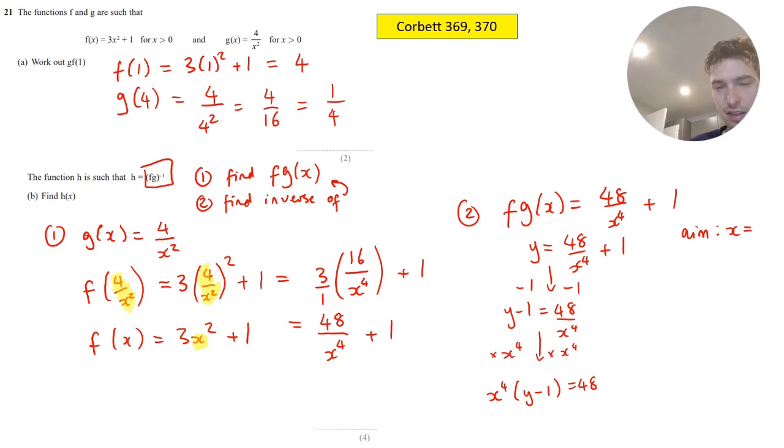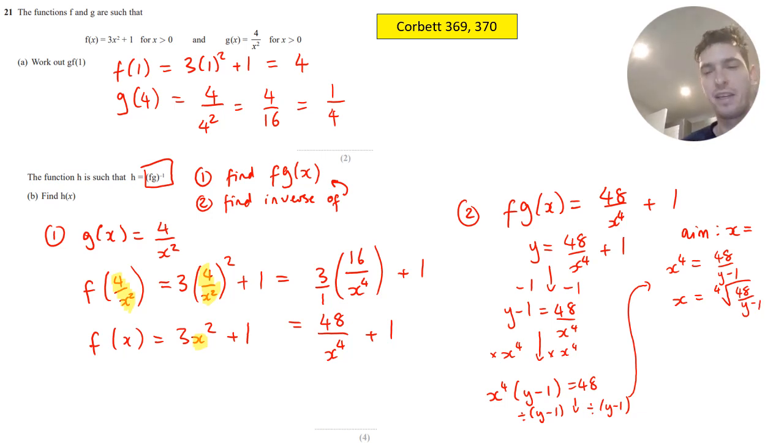Now, to make x the subject, let's get rid of, I think, this y minus 1. So I'm going to divide both sides by y minus 1. And so what have I got here? I've got x to the power of 4 equals 48 over y minus 1. And final step, I'm going to take the 4th root of that. So the 4th root of 48 over y minus 1.